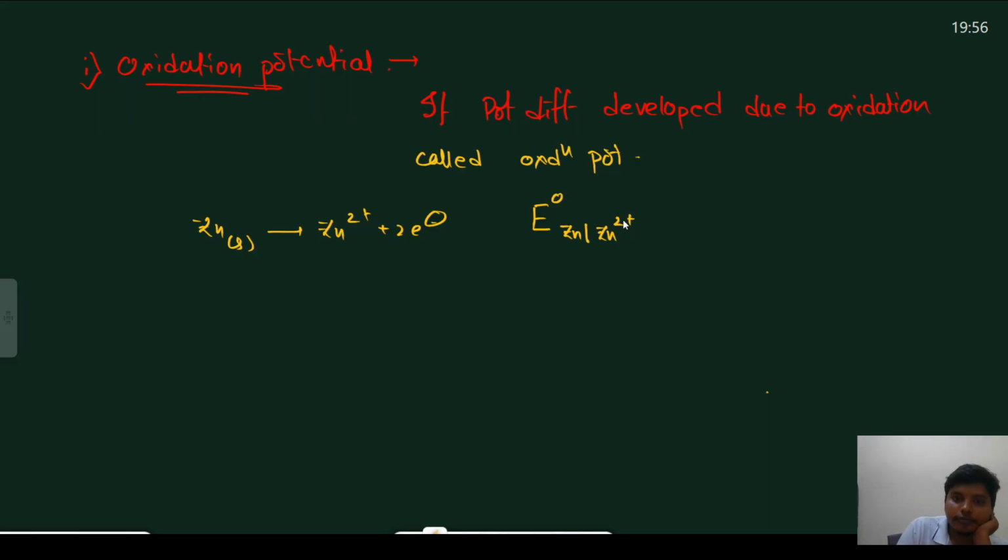How to write? E naught, Zn, one line, Zn2+. Whenever this is written, you need to understand the reaction going on is zinc to Zn2+. Means what reaction? Oxidation or reduction? Oxidation. So it is oxidation potential and the value will be 0.76 volt, for zinc only. Clear? So this is oxidation potential.